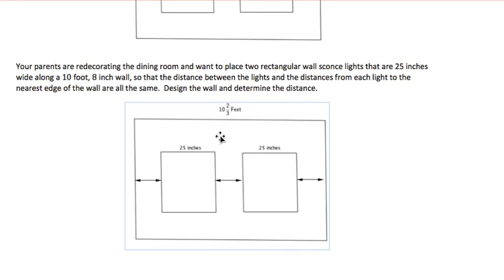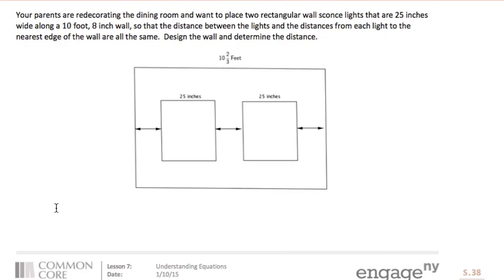So the picture is already drawn for us, but the numbers are a little different here because we have feet and then we have the sconces measured in inches. We can't do the calculations until both measurements are in the same form. It's probably easiest to change our feet to inches. So 10 2/3 feet would be 120 inches.